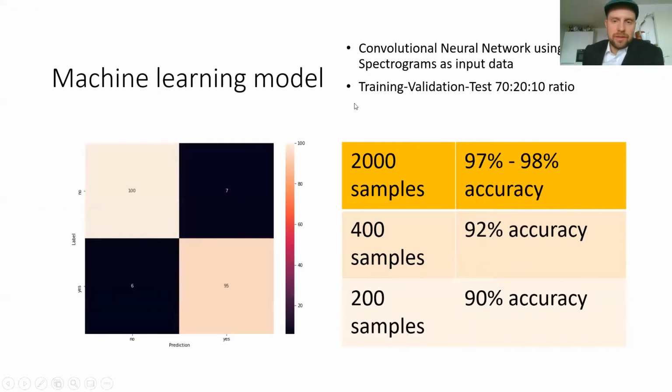I used this data to input it to the machine learning model. I used a convolutional neural network with 10 epochs, and I adapted the parameters to experiment with what gives the best results. And in my final results, I obtained an accuracy of 97 to 98% when using 2,000 samples of audio files, 92% for 400 samples and 90% accuracy for 200 samples. So already, even with a small amount of data, the accuracy has been very high in identifying what word has been said.